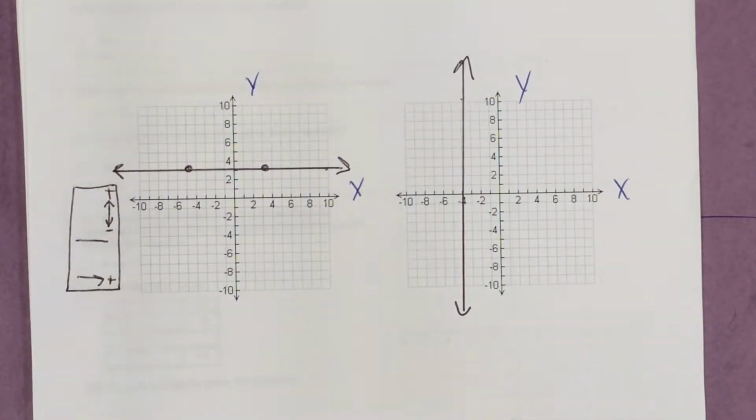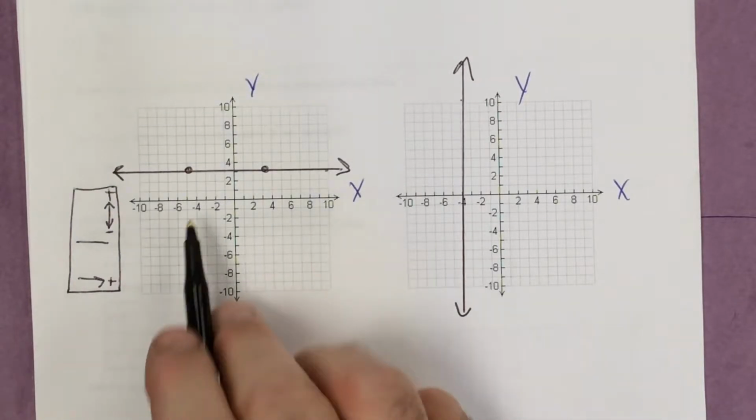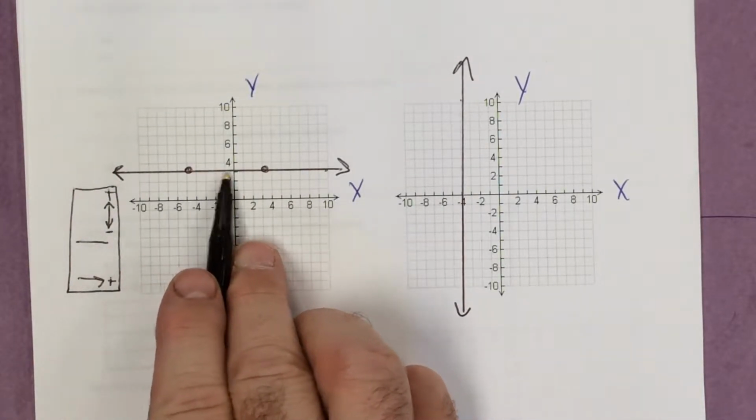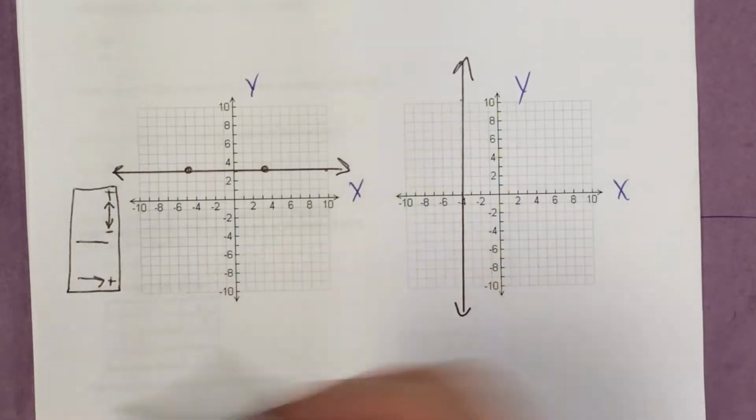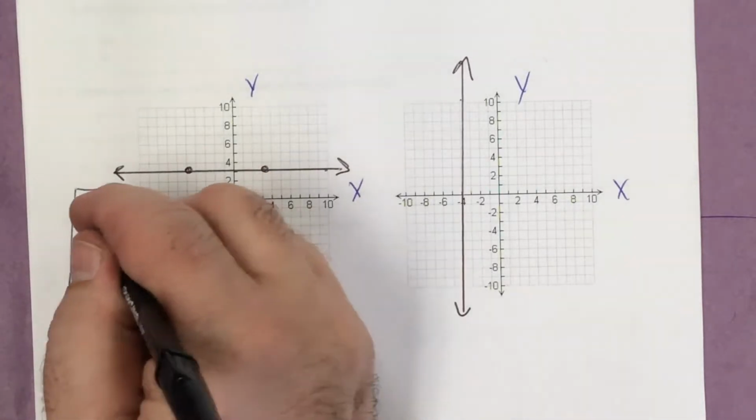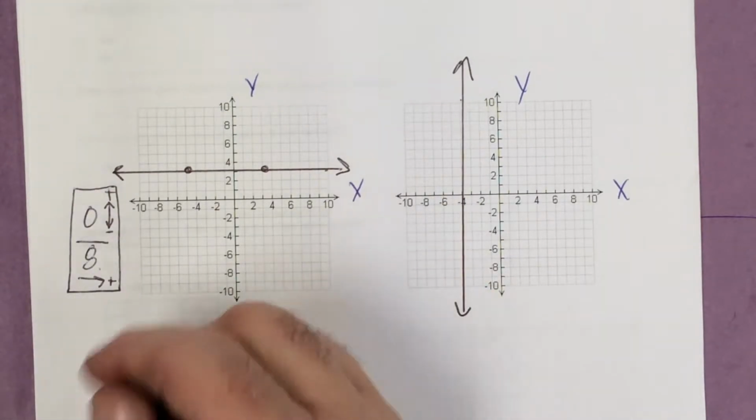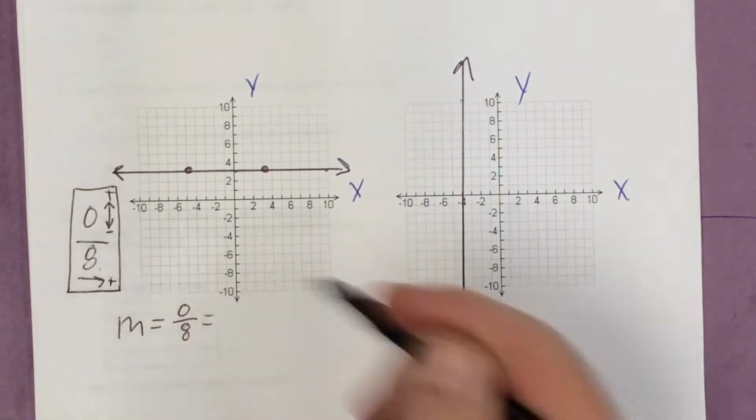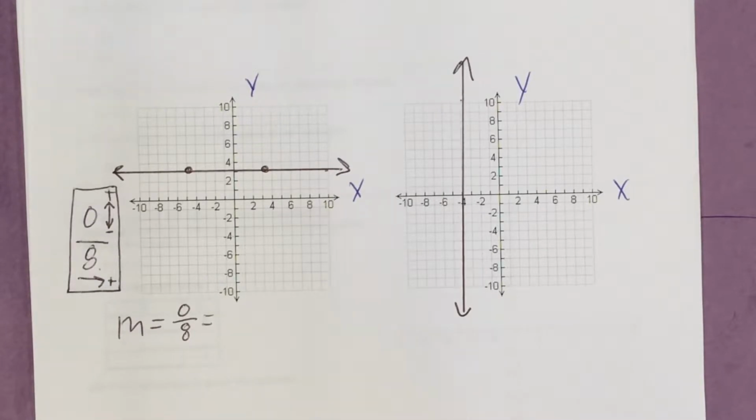Okay, everyone can see that? So remember, I'm going to capture the change of x here. So I'm going to go over 1, 2, 3, 4, 5, 6, 7, 8. So I go to the right 8. But notice here I'm not going up, I'm not going down. So I'm going to write that as 0 divided by 8. So in this case, the slope is equal to 0 divided by 8. And if you perform the calculation on that, 0 divided by 8 is just 0.